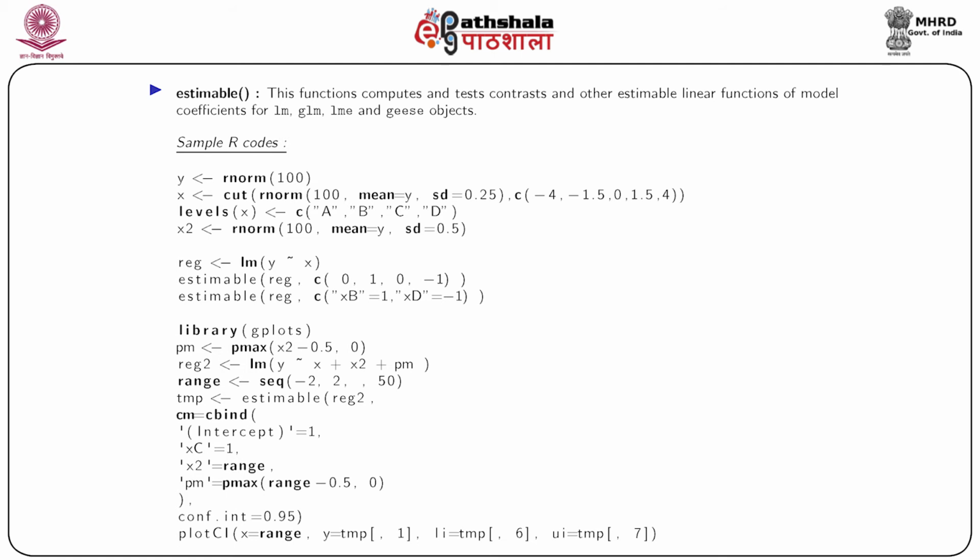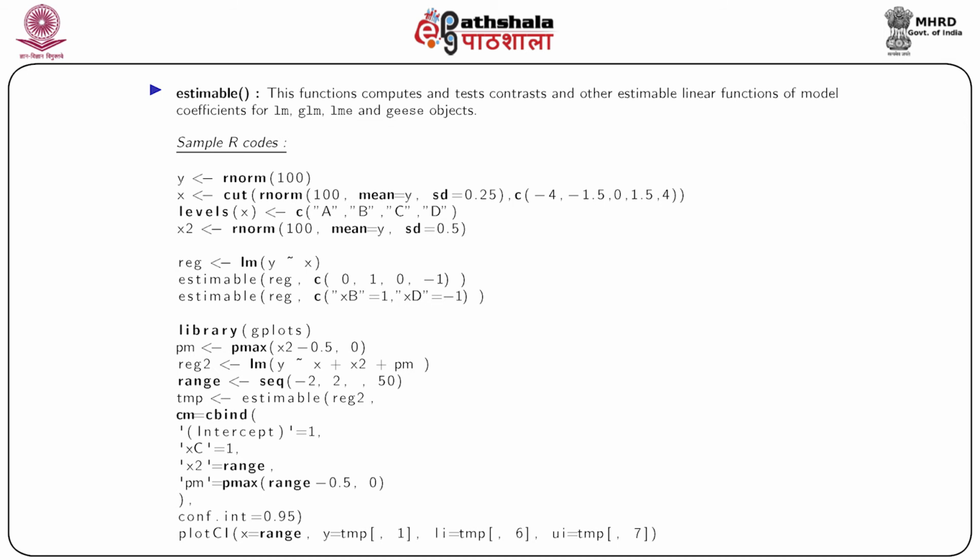So let us look at regression 2, which is regressed using the lm function, where Y is regressed on X, X2 and PM, where PM is pmax(X2 minus 0.5, 0). So range would be the sequence. We are defining range as a sequence which runs between -2 and 2 with a gap of 0.5. Let us define the function TMP as the estimable function which computes and tests the contrast for regression 2.